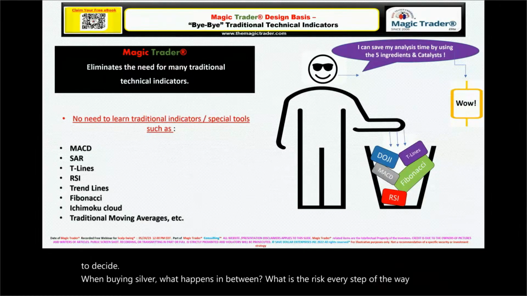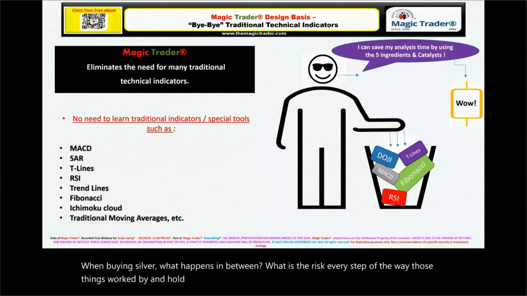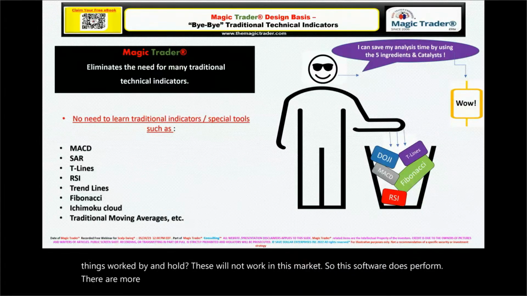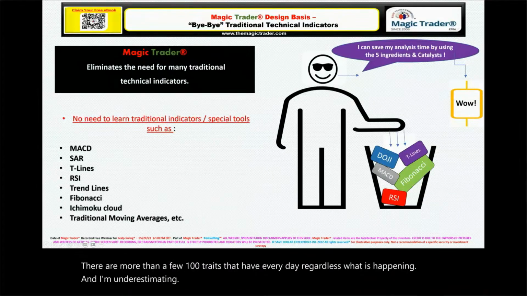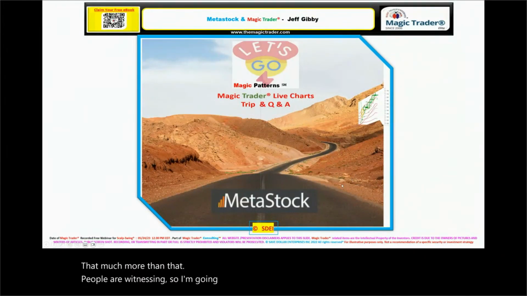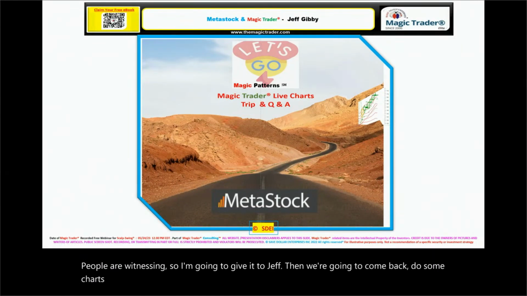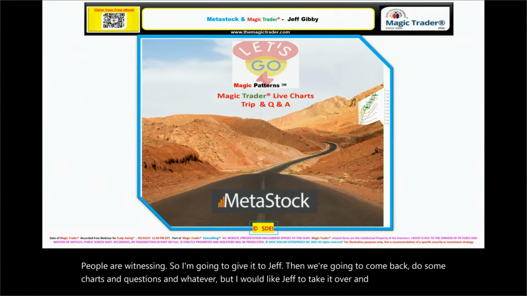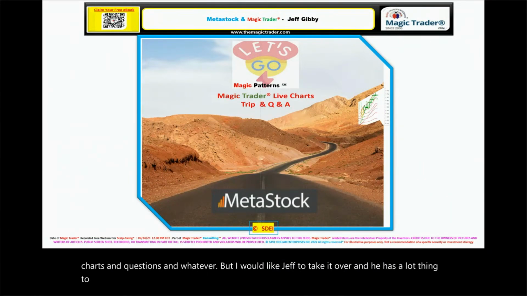Buy and hold will not work in this market. So this software does perform. There are more than a few hundred trades set up every day, regardless of what is happening. And I'm underestimating; there are much more than that. People are witnessing it. So I'm going to give it to Jeb. Then we're going to come back, do some charts and questions and whatever. But I would like Jeb to take it over. And he has a lot to talk about regarding Magic Trader.